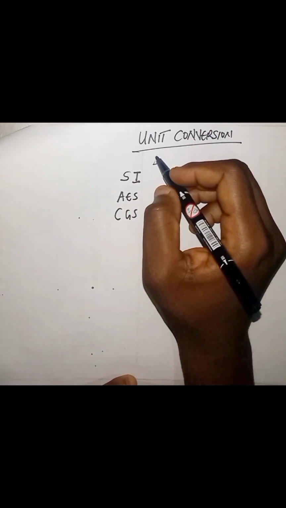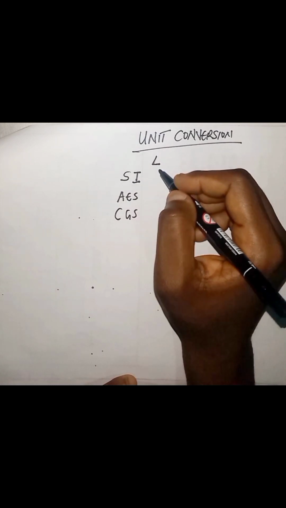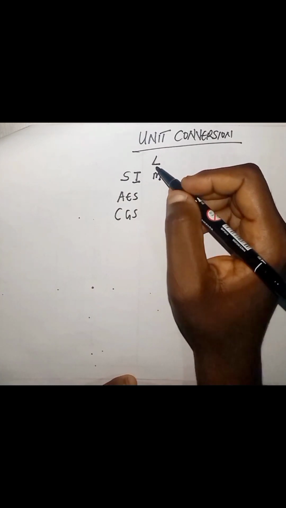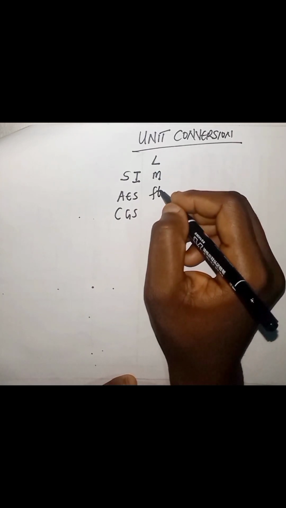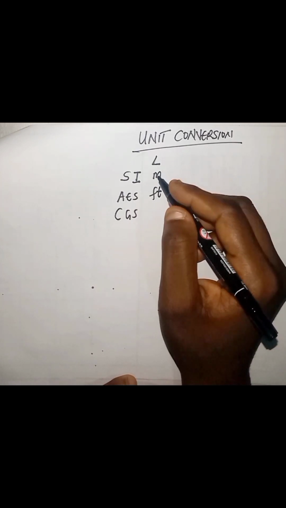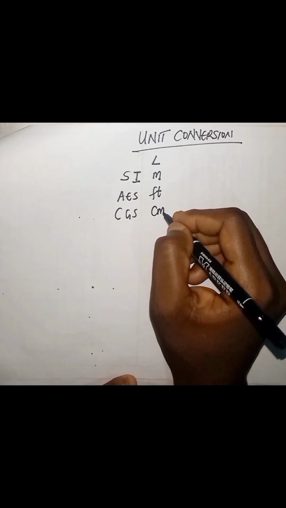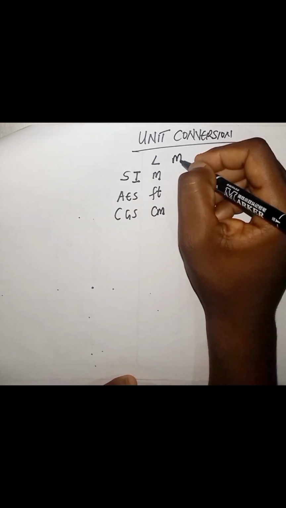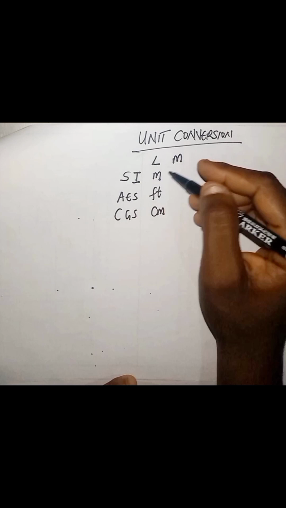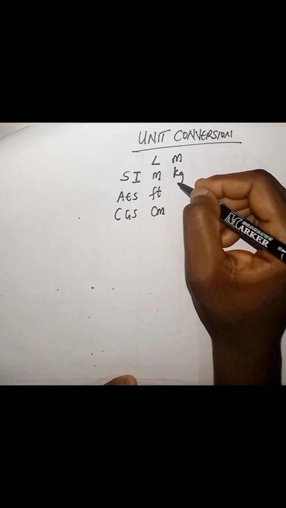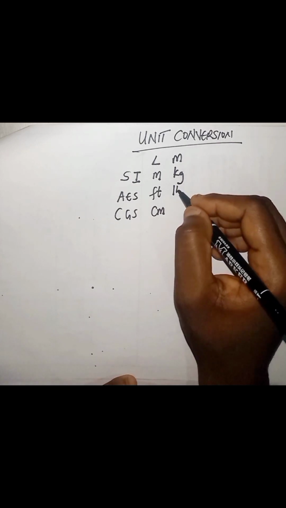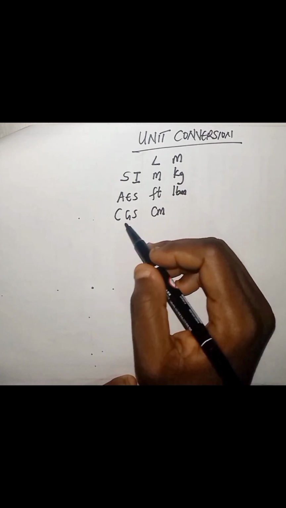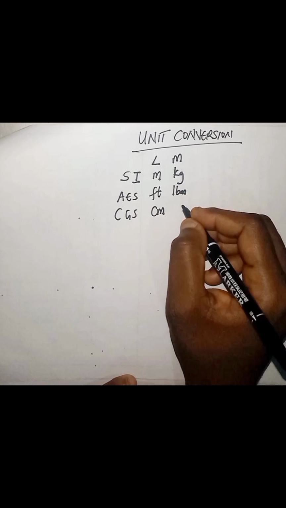In terms of length, SI expresses length in meters. AES expresses length in feet. CGS expresses length in centimeters. In terms of mass, SI expresses it as kilograms. For AES, mass is expressed in pound mass. CGS expresses mass as grams.